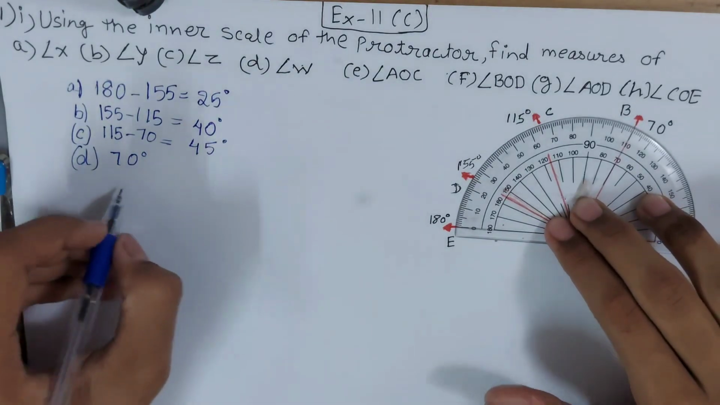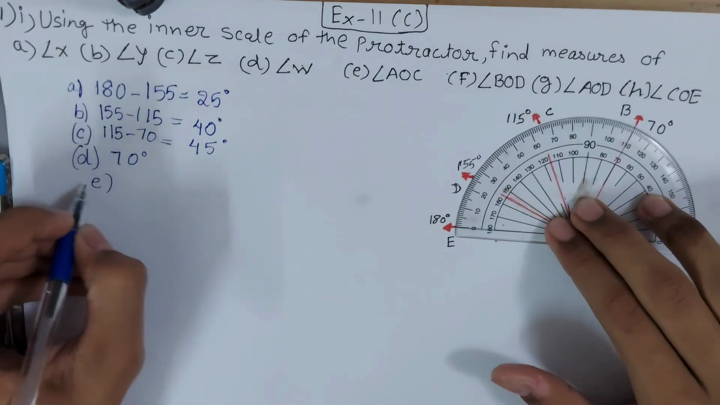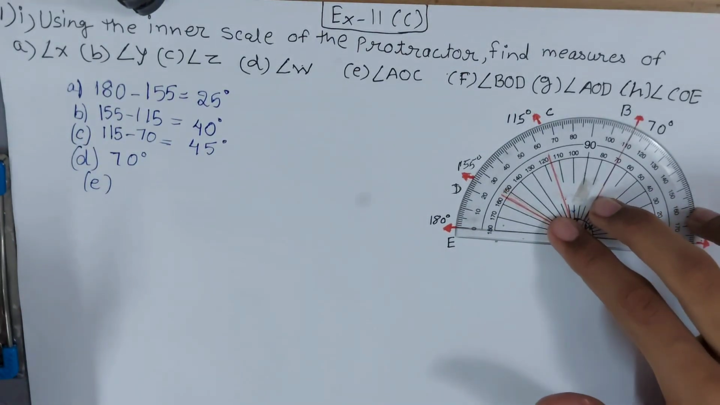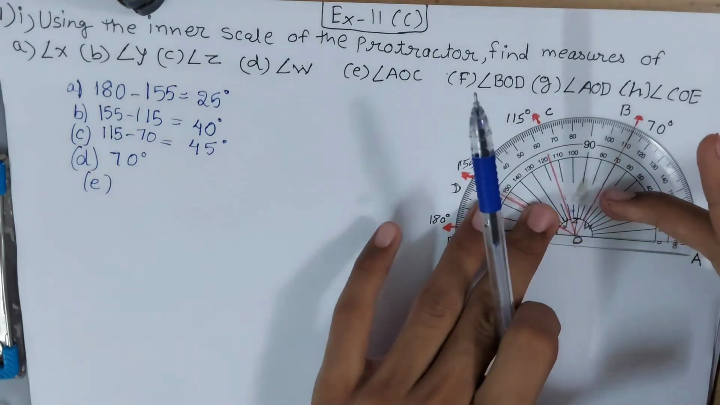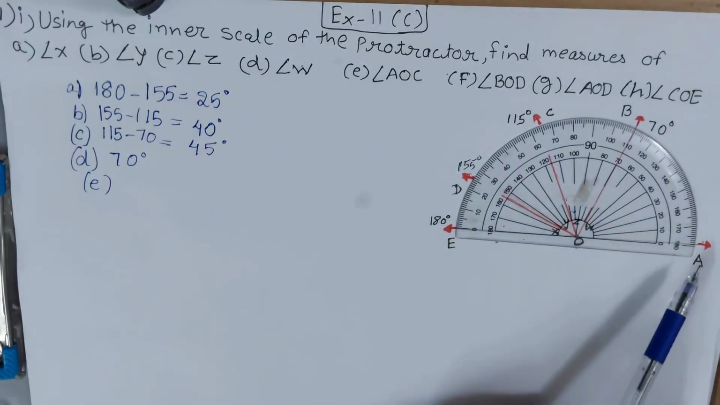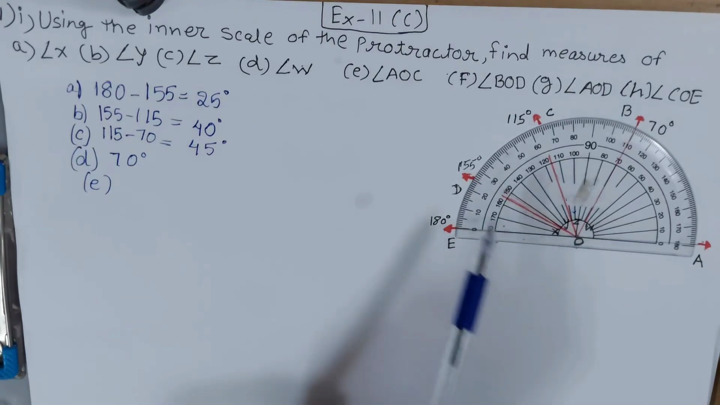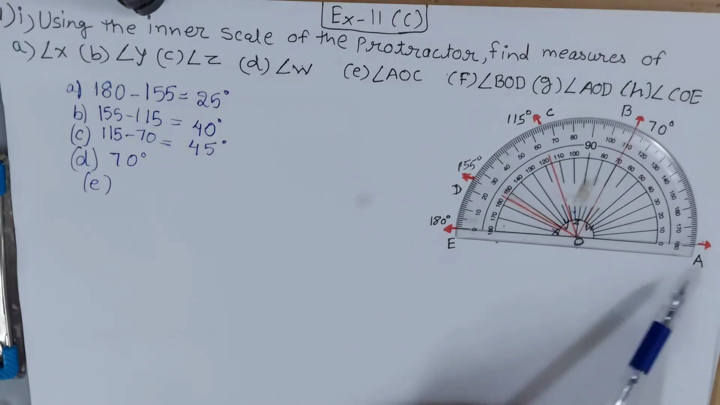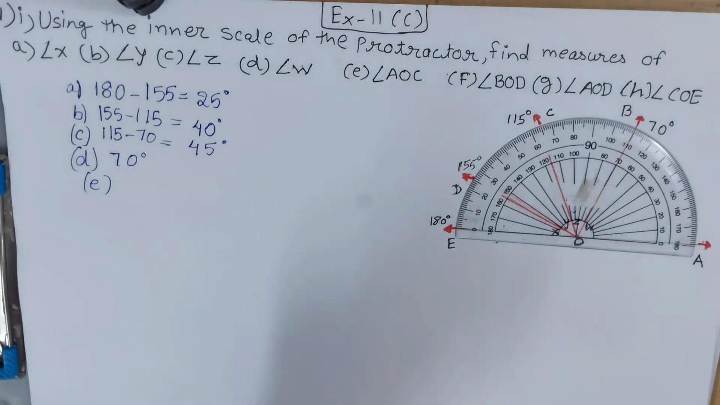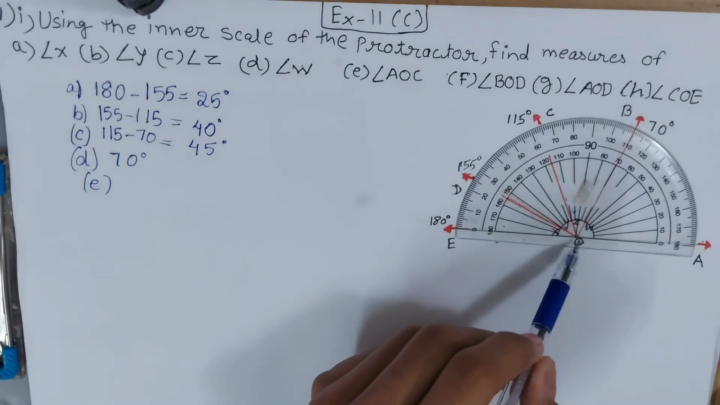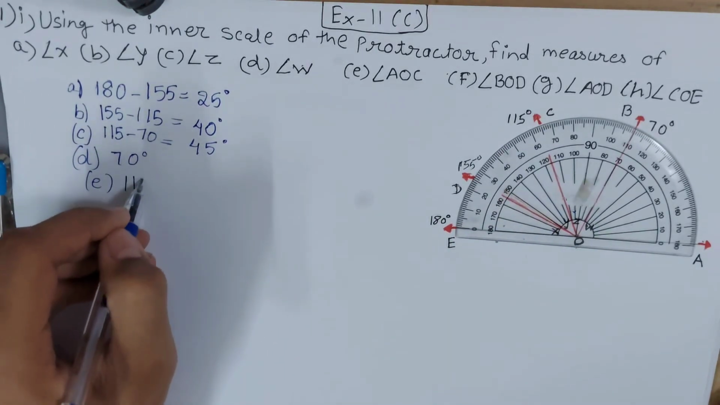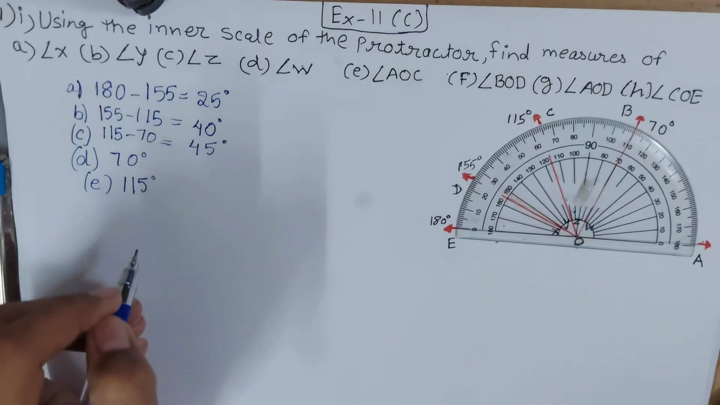Then you have part E, the measure of angle AOC. Again you can measure it quite easily here. A is right here, let me remove this. This one here is A, here it is O, and here it is C. Whatever three points are there for any angle, you have to look for those three points on the protractor. This is A, this is O, and this is C. Simultaneously you can measure: 0 and 115. So 0 to 115 degrees, and automatically the measure comes out to be 115 degrees.